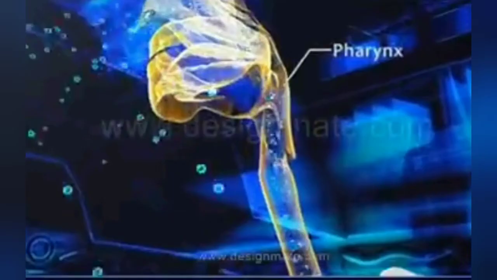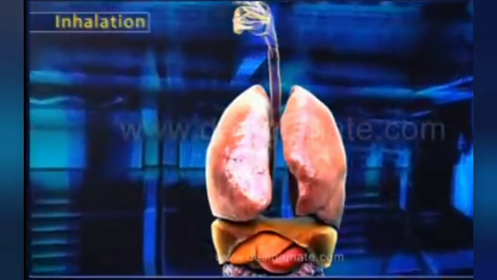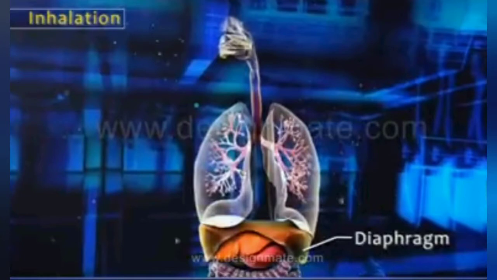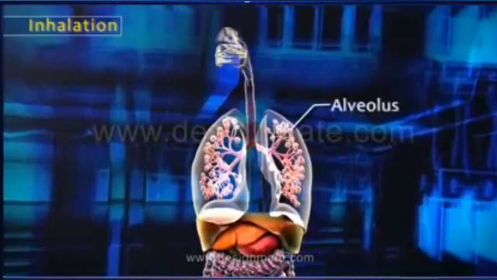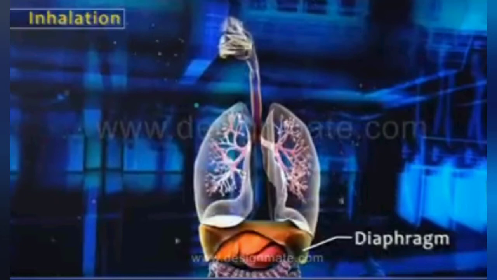So, the process of breathing in air rich in oxygen is called inhalation. After the contraction of the muscular diaphragm, the lung expands and the air rushes in, resulting in the inflation of the alveoli.